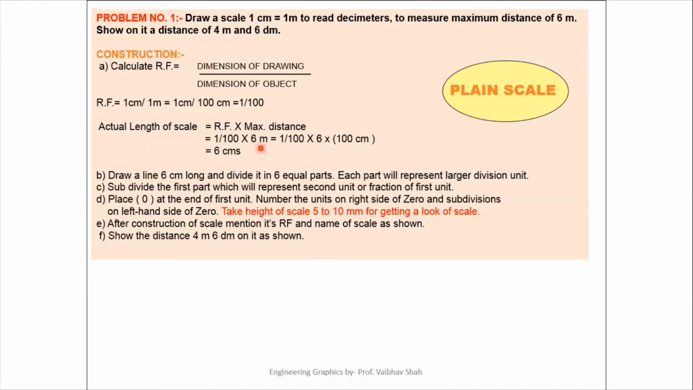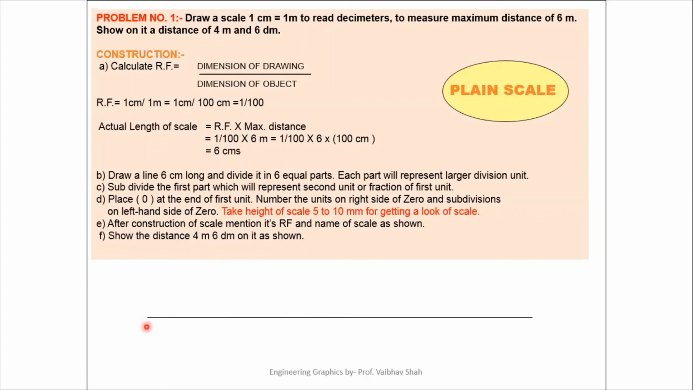So now we'll convert these meters into centimeter first. 1 by 100 into 6, and now we'll convert 1 meter equal to 100 centimeter, so put 100 centimeter here. Now if you solve this equation, you will have 6 centimeters as your answer. So you will draw the actual length of the scale on your drawing paper as 6 centimeter, which will represent your 6 meter scale. So now we'll start.